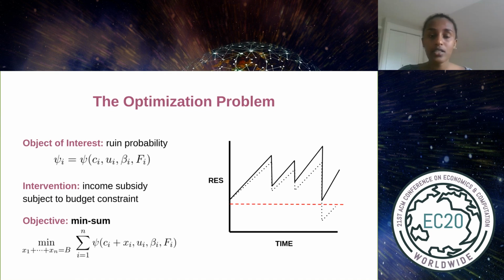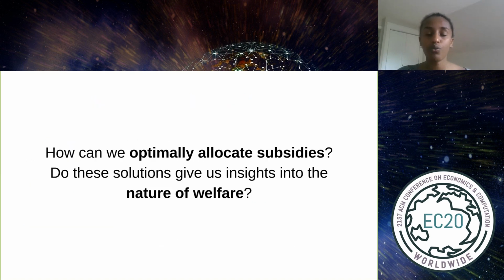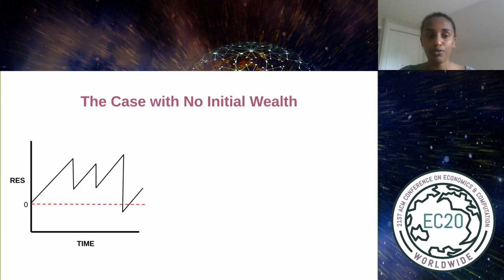The planner's objective for now will be denoted as the min-sum objective, which says that you want to minimize the expected number of people that experience ruin, but we'll also consider a different objective that we'll mention later. So with all these ingredients in place, we're asking how can we optimally allocate these income subsidies subject to this budget constraint? And we also ask, do these solutions give us any insight into the nature of welfare beyond what we may have been able to gather from just looking at people's income or other simpler metrics that we had before?